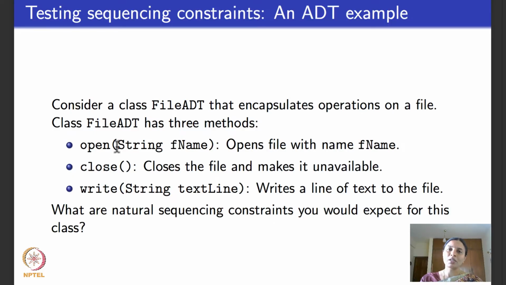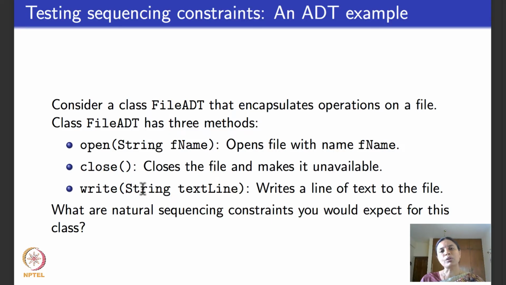And once a file is open, before being closed, you would want to work with the file. You could read data from the file or you could write onto a file. So here is a method that writes onto a file. This method writes a line of text called text line, which is a string, to the file. So there is a class file abstract data type, in short FileADT, which encapsulates three methods: open file, close file, and write data to a file.